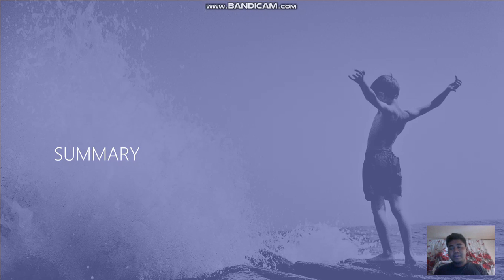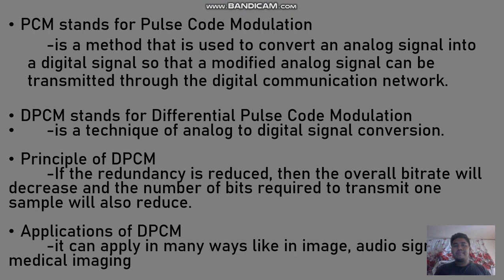So next, we have here our summary. PCM stands for pulse code modulation. It is a method that is used to convert an analog signal into a digital signal so that the modified signal can be transmitted through the digital communication network. DPCM stands for differential pulse code modulation, a technique of analog to digital signal conversion. Principle of DPCM: if the redundancy is reduced, then the overall bit rate will decrease and the number of bits required to transmit one sample will also reduce. DPCM can be applied in many ways, like image, audio signaling, and medical imaging.